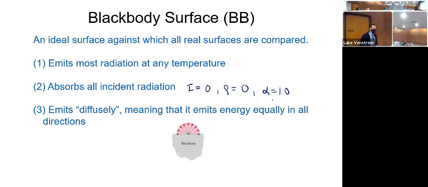And you're going to see a little later that to emit the most radiation at any temperature, the property emissivity will have to equal 1, too. So if you want to make a note of that: the emissivity of a black body surface is by definition 1. Okay, that sets the upper bound. And then the third characteristic of a black surface is that it emits diffusely, which means that it emits energy equally in all directions.